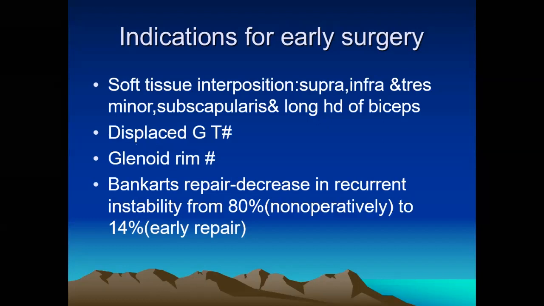Indications for early surgery. When do you need to do surgery in dislocation? It is mainly soft tissue interposition, such as the supraspinatus, infraspinatus, teres minor and subscapularis, or a long head of biceps injury. Then you need to intervene. Also when there is a displaced greater tuberosity fracture or the glenoid rim is fractured. Bankart's repair decreases the recurrent instability from 18% to only 14% if it is repaired in first time individuals. So that is why normally, even if it is a young individual, we wait for the second episode to happen and then only we do it.